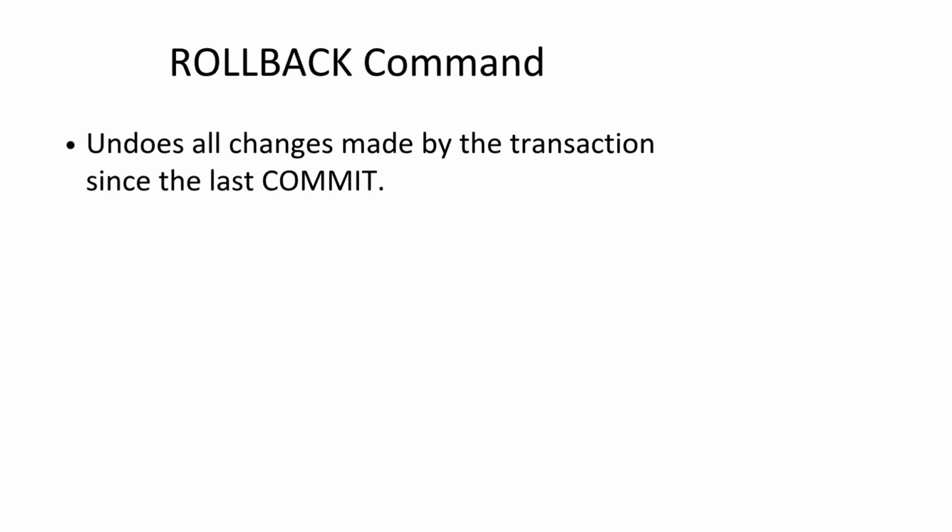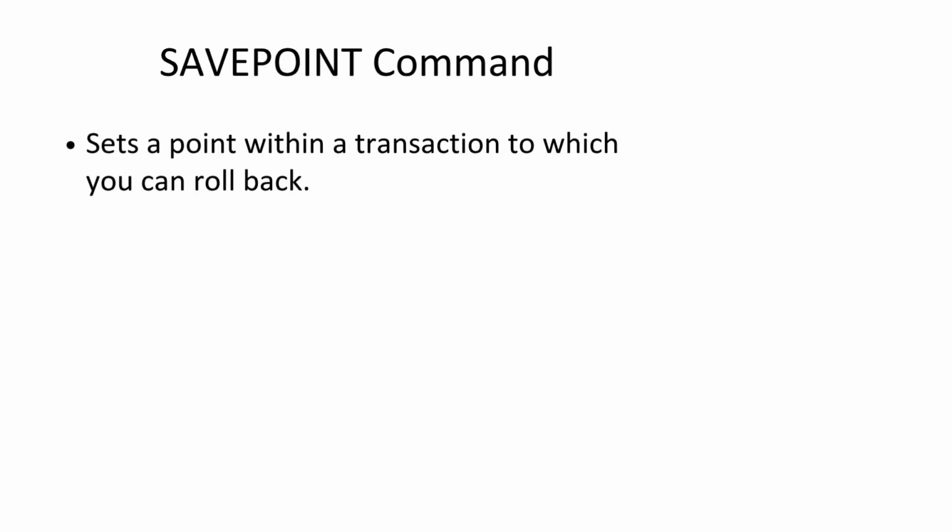Rollback command. If something goes wrong, you use rollback. This command undoes all the operations performed since the last commit. It is essential for error handling, especially in complex multi-step operations. Savepoint lets you set a milestone in your transaction. You can roll back to a savepoint instead of undoing the entire transaction. It gives more control and is useful in long or nested transactions.